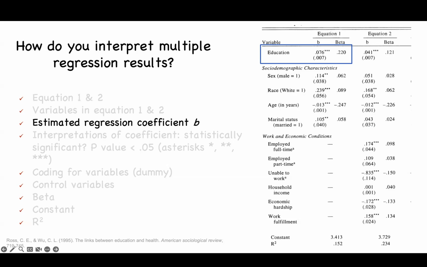It's important to remember that the estimate of 0.076 controls for sex, race, age, and marital status. It tells us what happens when education changes, but all the other variables remain the same. Each of the coefficients represents the effect of that variable, controlling for all the other variables.